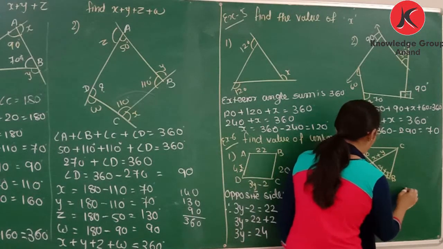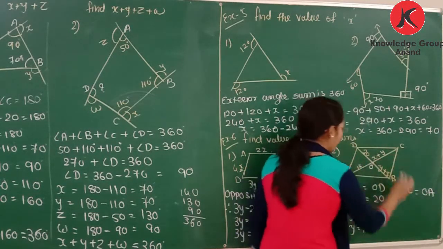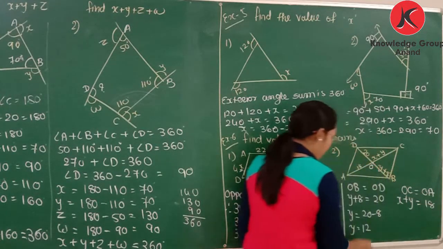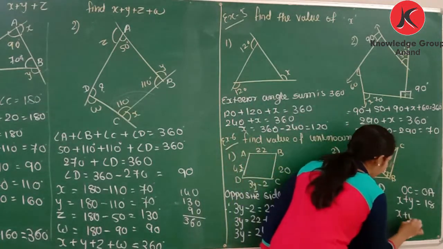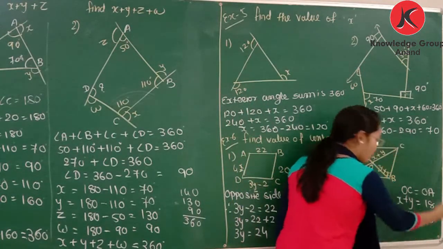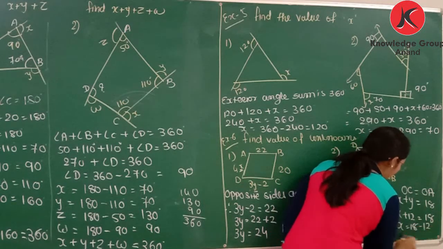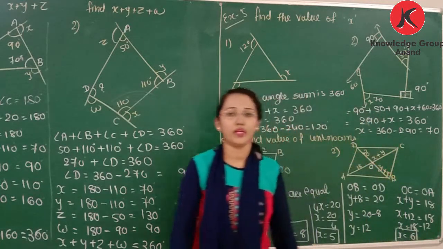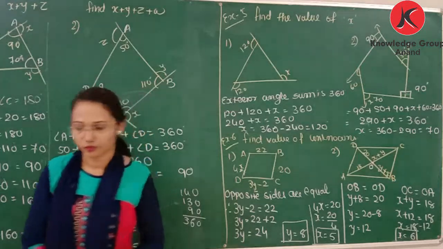For the next one we can write OC is equal to OA. OC is x plus y and OA is 18. Now we found the value of y, that is 12. So we write x plus 12 is equal to 18. 12 on the right side, 18 minus 12, so x is equal to 6. Now using the property we can find any unknown in a parallelogram.